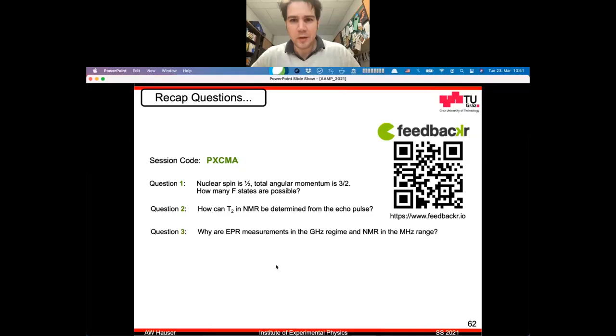And question number 3. Why are EPR, so electron paramagnetic resonance measurements, in the gigahertz regime and NMR in the megahertz regime? A, resolution is more important in NMR. B, because the nuclear magneton is much larger than the Bohr magneton. Or C, the Bohr magneton is much larger than the nuclear magneton. And D, the Larmor precession of the electron is much faster than the nuclear spin. So these are the possibilities.